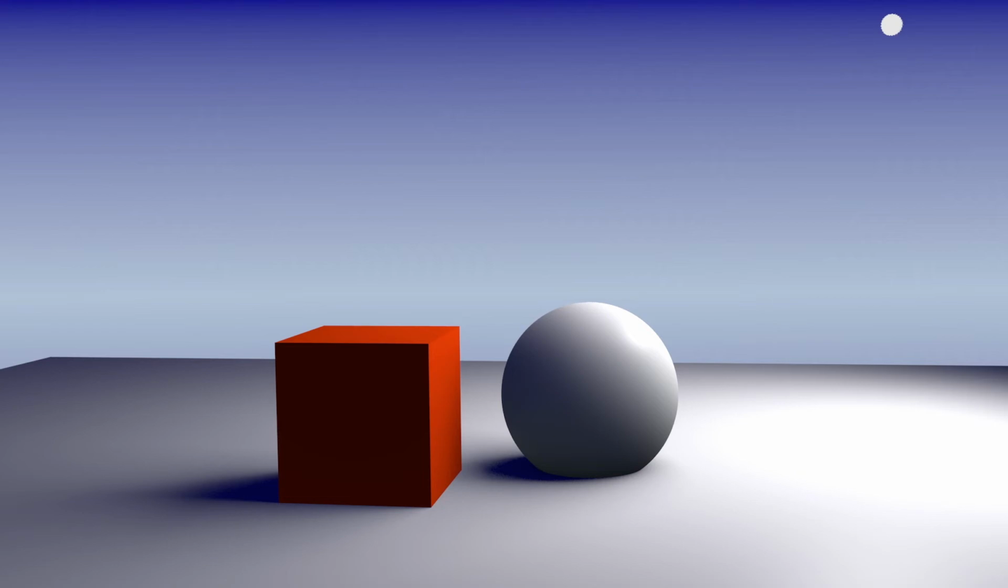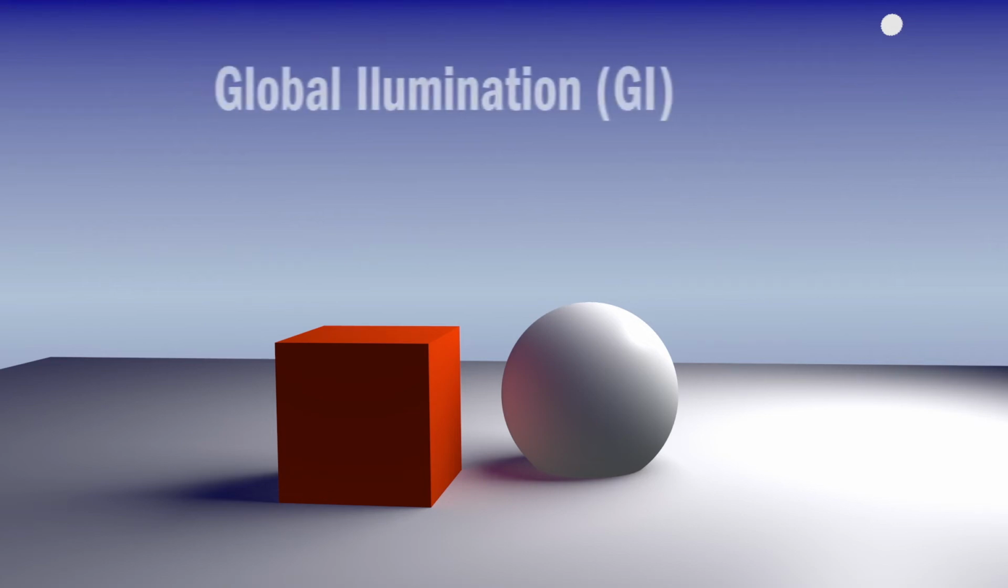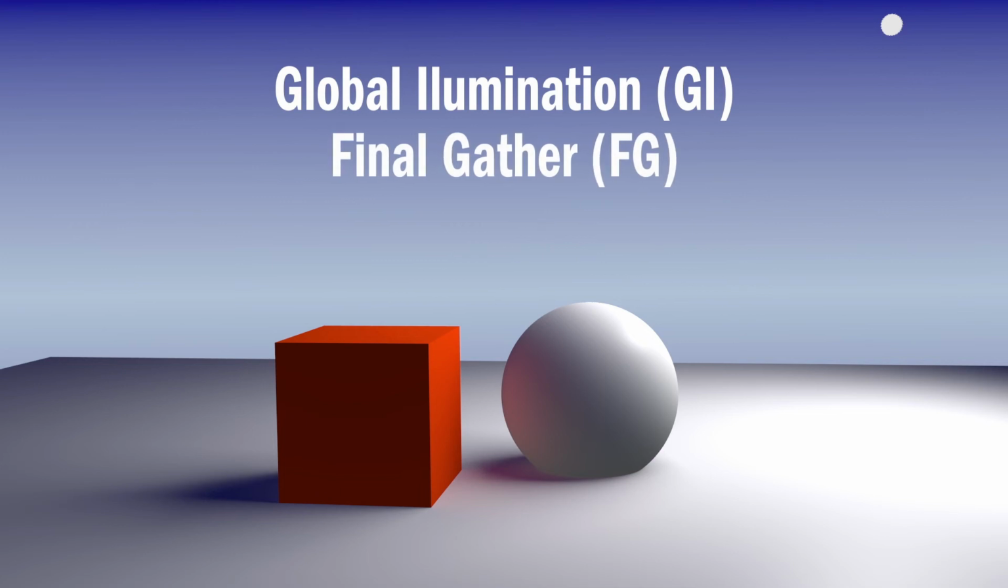Here we can see the effect of light reflecting from surrounding objects. As a result of the indirect light, the sphere and the floor have a red coloration at their closest points to the cube. Finally, here is the combined effect of diffuse light from the environment and reflected light from objects. These lighting algorithms are called global illumination and final gather.